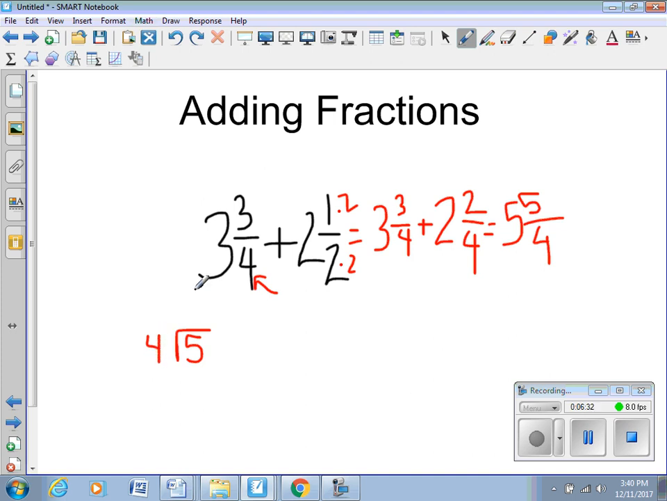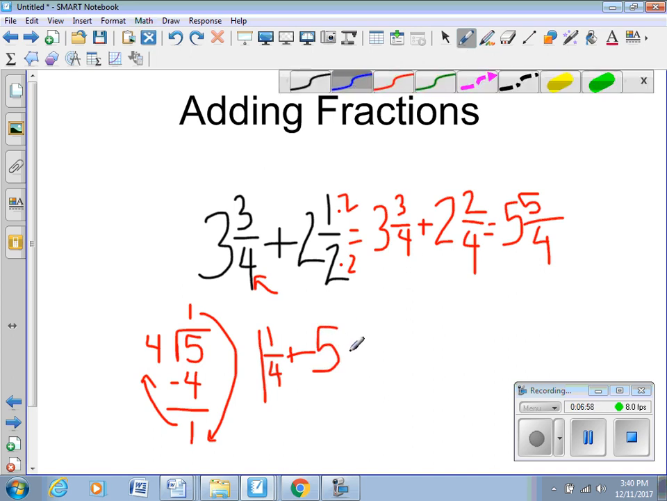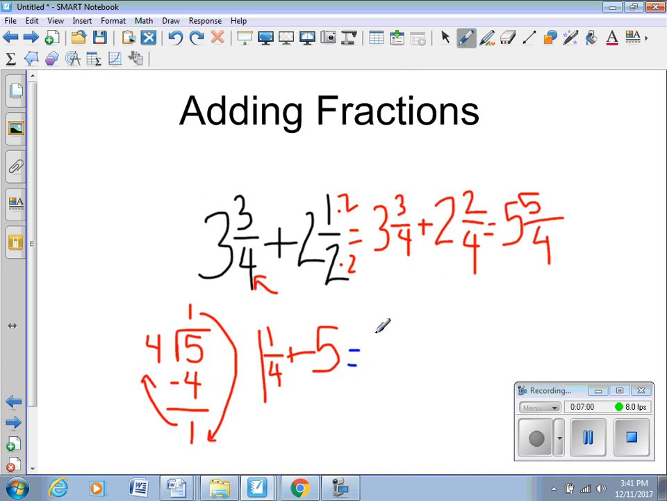4 goes into 5 one time. 4 times 1 is 4. 5 minus 4 is 1, so I have 1 and 1/4 is what just my fraction here equals. So now I have 1 and 1/4. And then I have to remember to add in my whole number that I already had. So I'm going to add 5. And my final answer is going to be 5 plus 1, which is 6. And then I have my fraction. So 6 and 1/4.